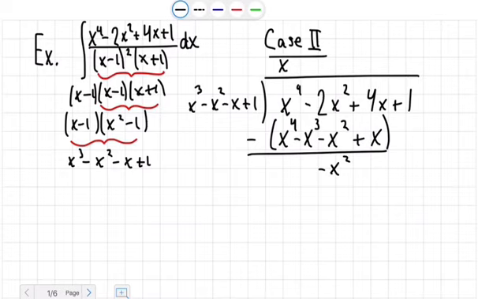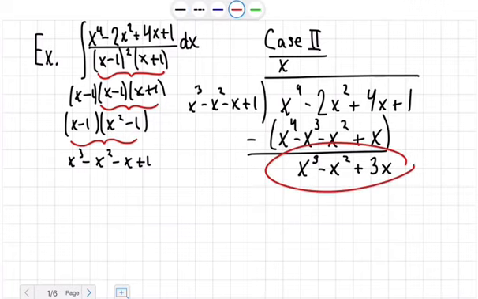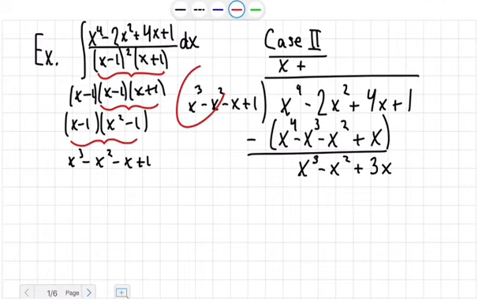We also have this x to the power of 3 term that we cannot forget about. So that's going to actually just become x to the power of 3. And then we have 4x minus x, that's going to become 3x. So we check the degree, this is still degree 3. It's the same degree as the denominator, so we can do long division one more time. This time we ask ourselves, how many times does x to the power of 3 go into x to the power of 3? And of course we just get 1.